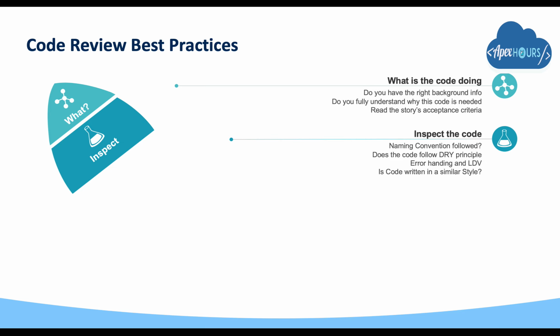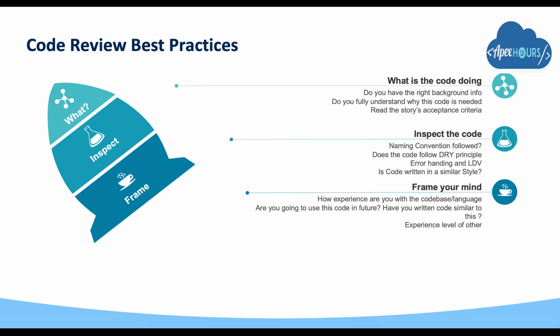The next thing is that once you have a good understanding of the requirement, then inspect the code. Follow it: is the naming convention followed properly? Does the code follow the DRY principle? Is error handling there? Is large data volume taken care of? Is the code written in a similar style to what other team members are following, and are they following all the standards which we discussed a few minutes before?